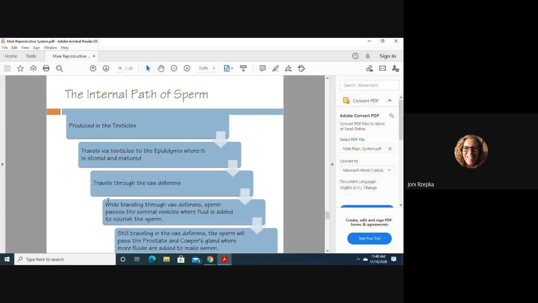Okay, so here is the path of sperm: produced in the testicles, it travels to the epididymis, where it is stored and matured, then travels through the vas deferens, similar to the fallopian tube in the female. While traveling through the vas deferens, sperm passes the seminal vesicle, where fluid is added to nourish the sperm. Then, still traveling in the vas deferens, the sperm passes the prostate and Cowper's gland, where most fluids are added to make semen.